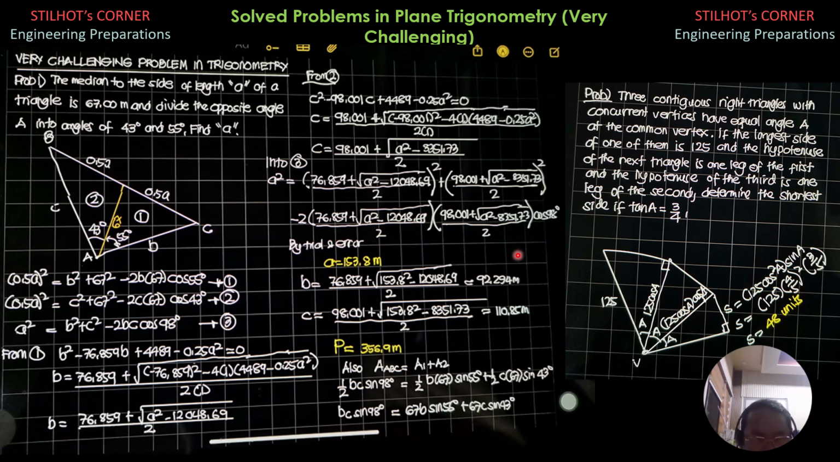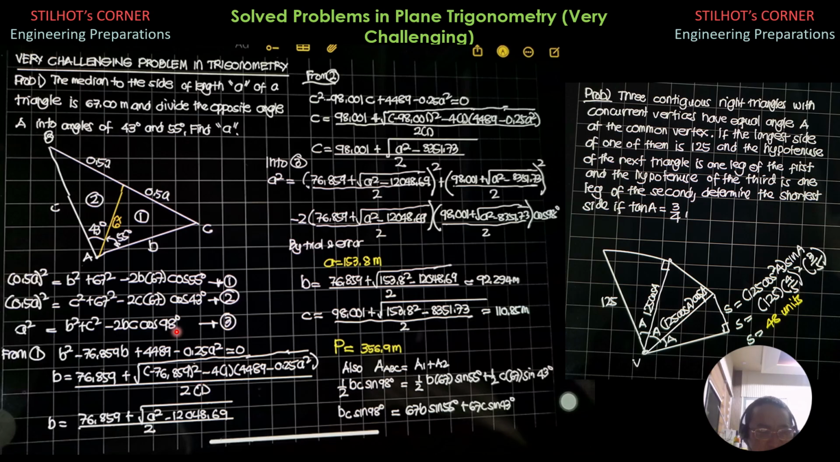So substitute into equation 3, a squared is equal to b squared plus c squared minus 2bc cosine of 98. There is cosine 98 here. It is covered by this part, but I will just reveal it later. There is cosine of 98 here.